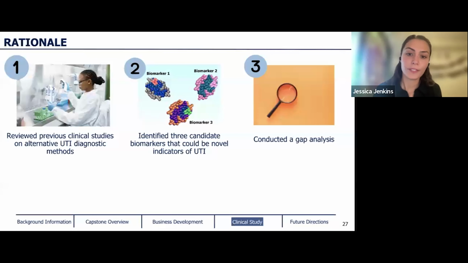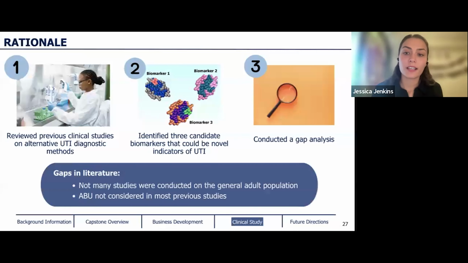There were, however, gaps in the literature that needed to be addressed to verify that immunoproteins could be used for UTI indication. First, we found that most of the studies on immunoproteins either recruited pediatric participants or older adults, but there wasn't a lot of research done with the general adult population. Similarly, we found that most of these studies did not take ABU into account. This is a particularly important gap that needed to be addressed. Our team decided to conduct a clinical study to address these gaps in the literature and determine the utility of immunoproteins in distinguishing UTI from ABU in the general adult population.